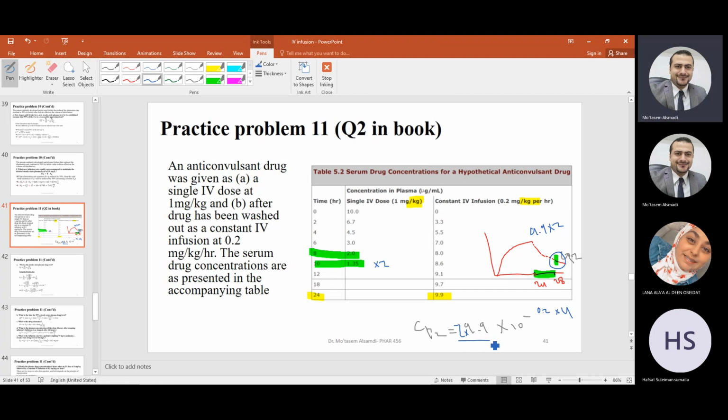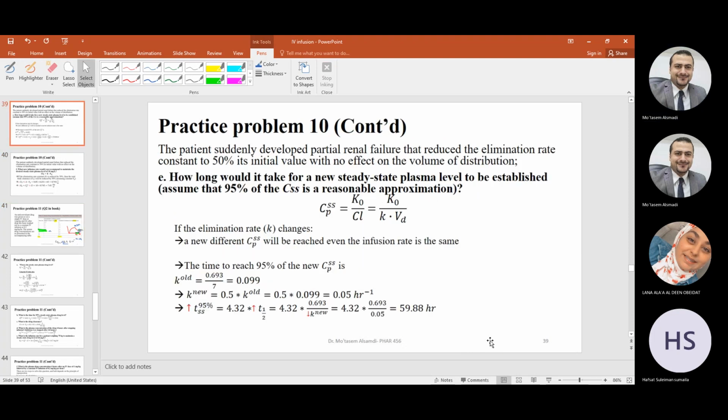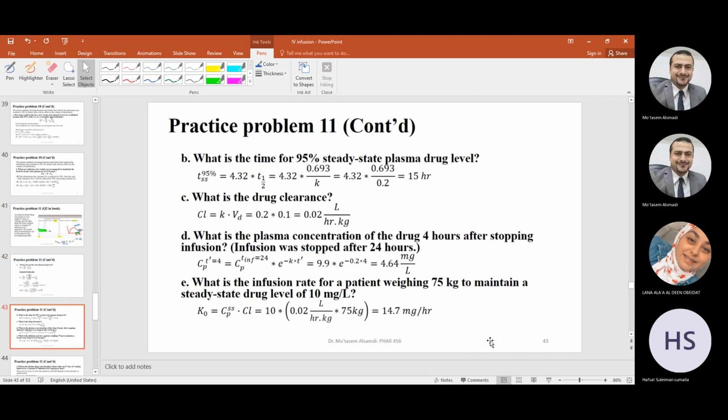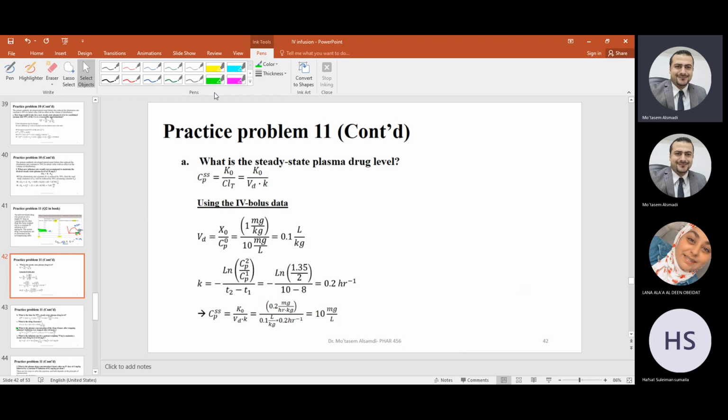1 milligram per kilogram gives you a concentration of 1.35. So 2 milligram per kilogram will give you double that concentration. For 3 milligram per kilogram, we multiply this by 3. And the same applies here. Why? Because we have linear pharmacokinetics, right? In linear pharmacokinetics, everything depends on the dose, right? So part D is something that's new. Part A was something that's new, so we cover only these.